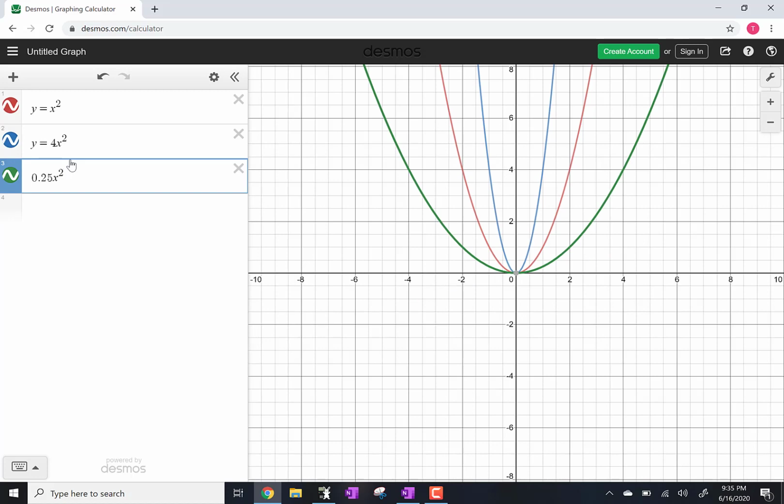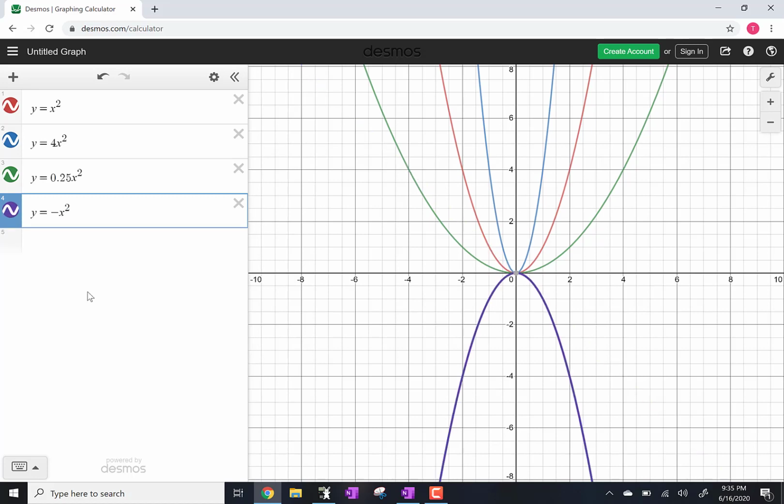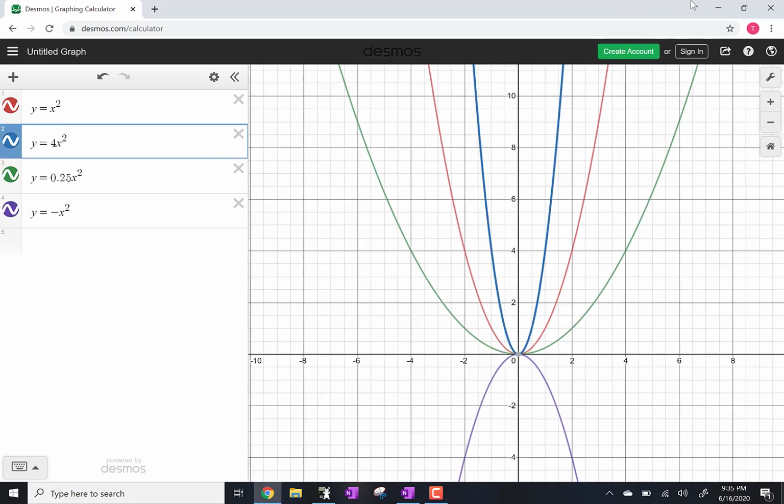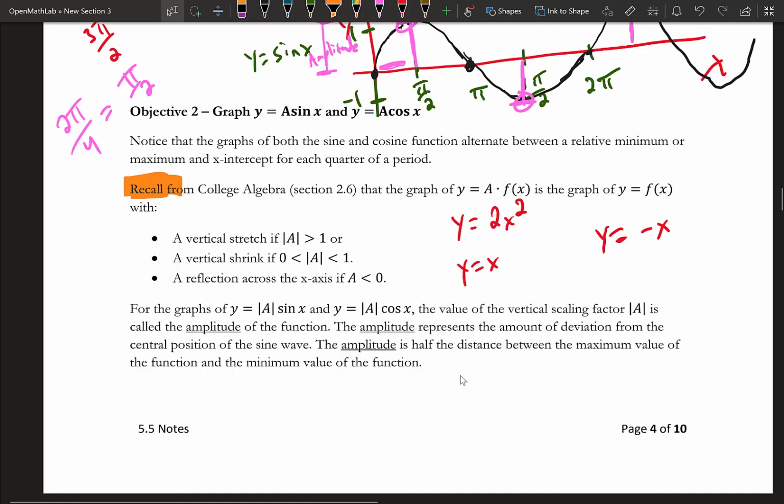So it's going to be a vertical shrink, right? It's kind of pushed down. And then the other one we were going to look at was y equals negative x squared. Since it's negative, we get that reflection about the x-axis. So that's just a quick exercise to refresh you of that. It's pretty similar. We're still looking at a function, and those things are still going to apply.